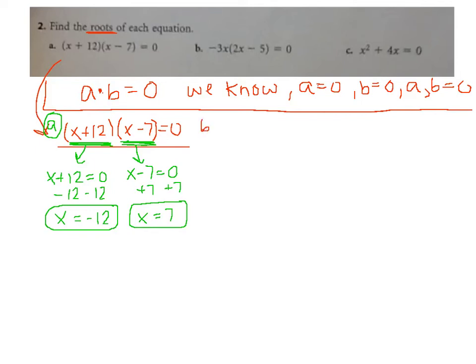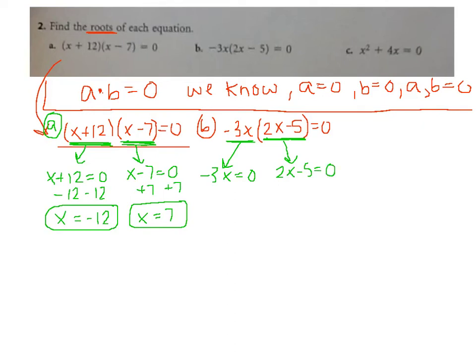we have negative 3x times 2x minus 5, and that product equals 0. Now again, if we have two numbers multiplied together and they equal 0, we know that one of them has to be 0, or they both are. So you set each factor, these are factors, negative 3x equal to 0, and then 2x minus 5 equal to 0. So in the first one, how do we get rid of the negative 3? Remember, to undo multiplication, we have to divide both sides by negative 3. So we're left with x equals 0 divided by negative 3, which is 0. So that's one of our roots for problem B.